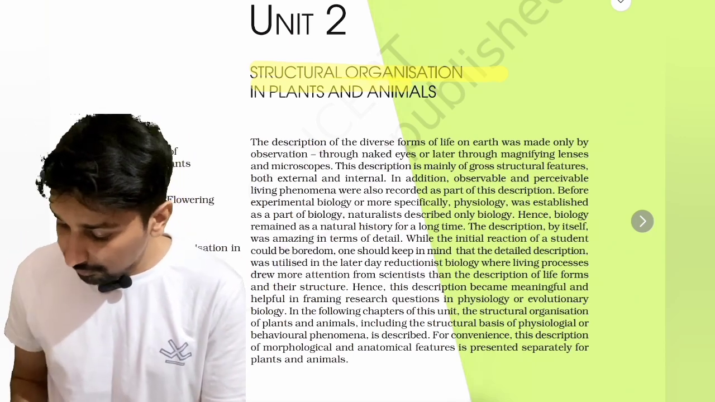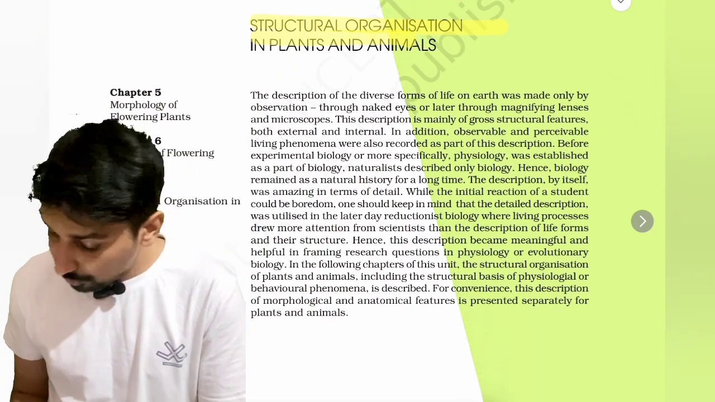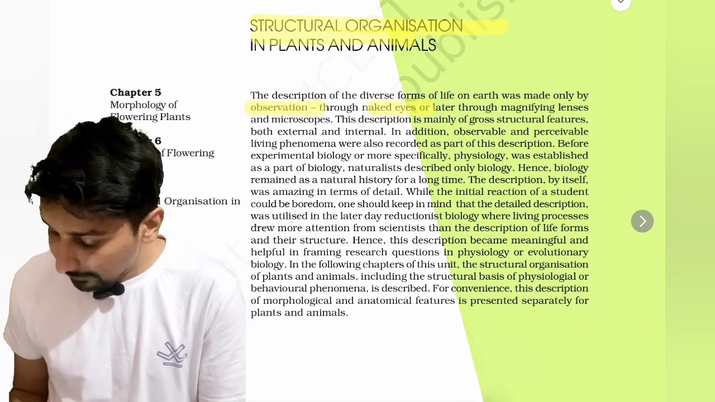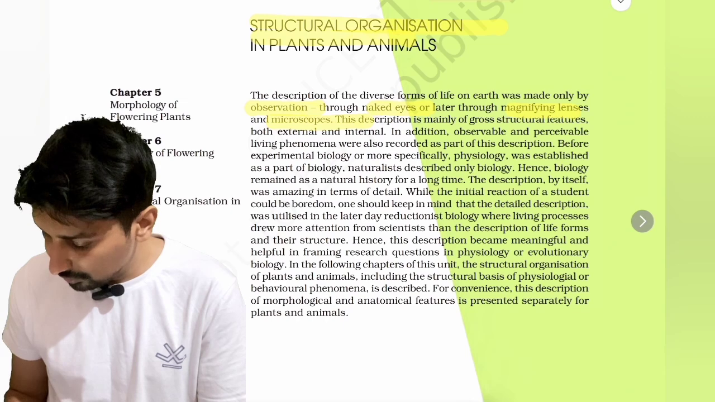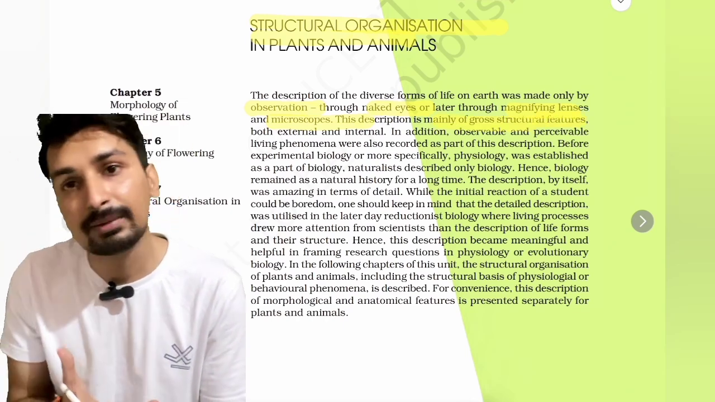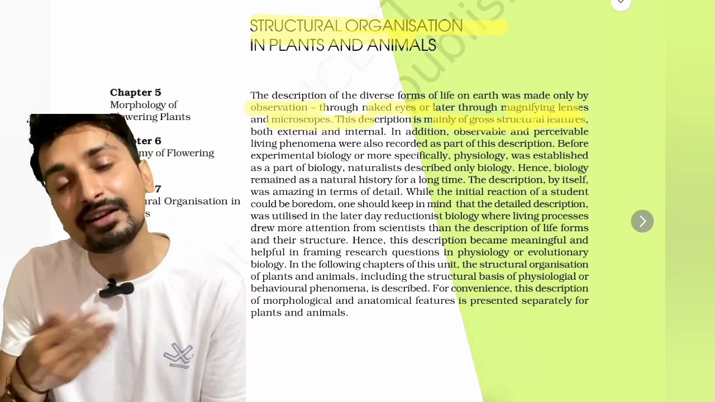The description of diverse forms of life on earth was made only by observation through naked eyes and later through magnifying lens and microscopes. This description was mainly of gross structural features. It consisted of how something is looking based on structure. This description consisted of both external and internal features.